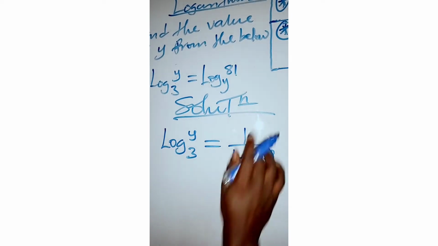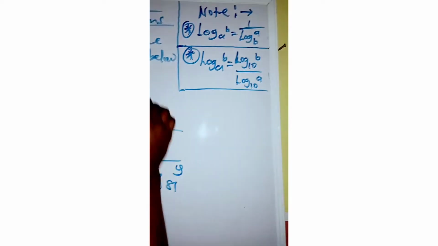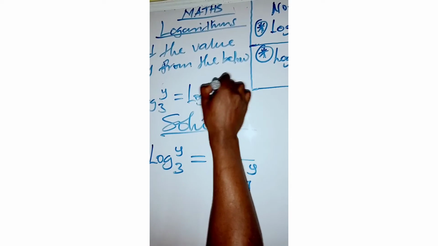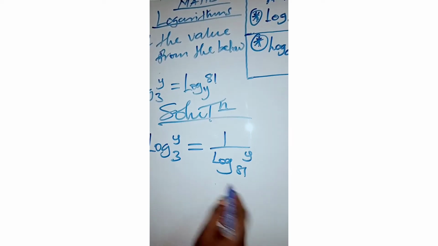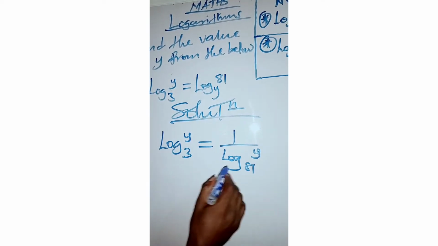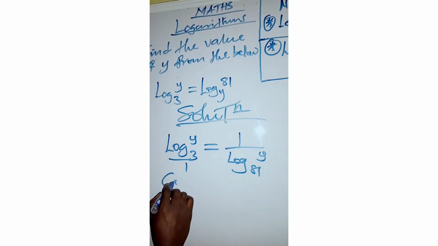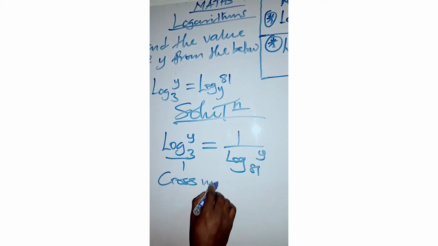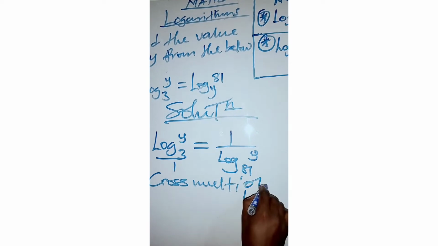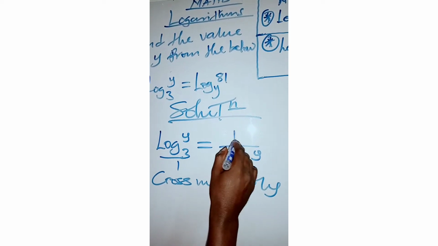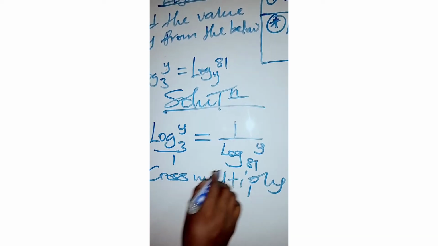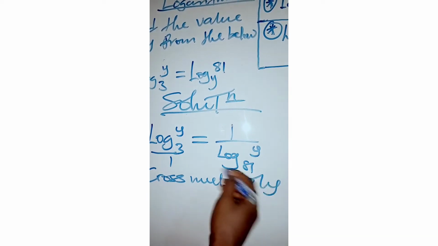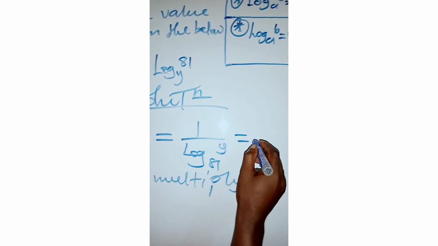Now with this, we have applied this rule to change this power here to base, and this base to power. Now in order to do this, we cross multiply. When we cross multiply here, it means this will multiply this. Before we cross multiply, let's apply a simple method here.